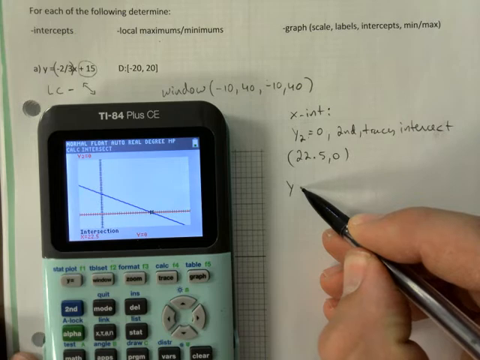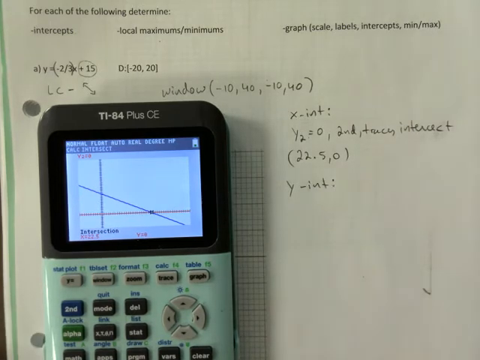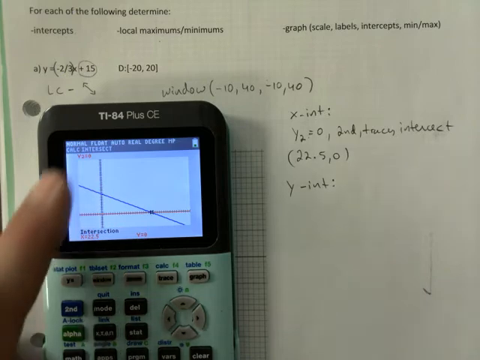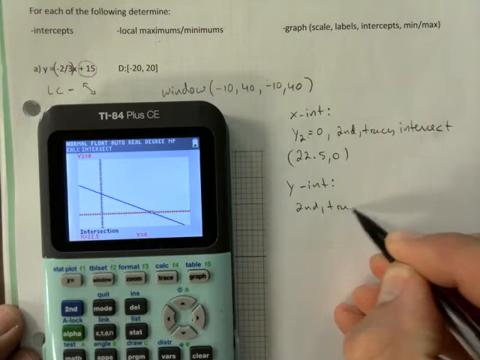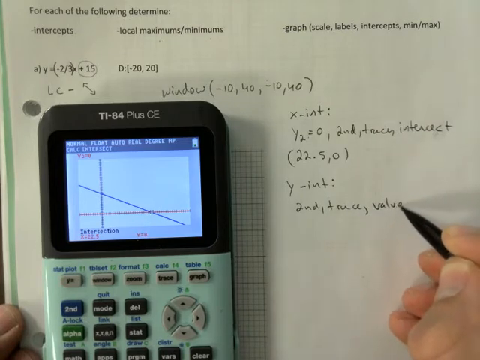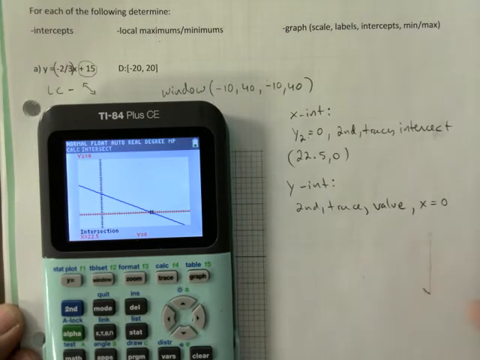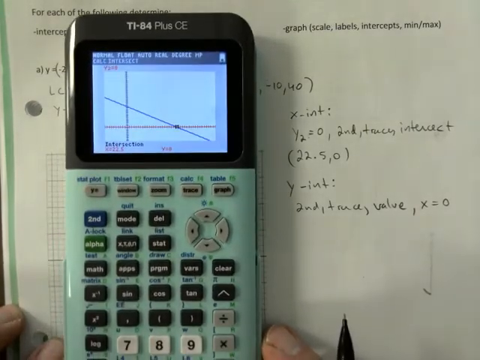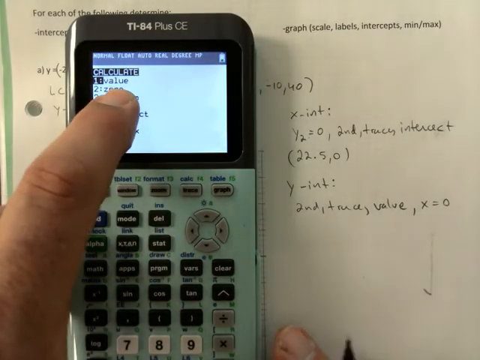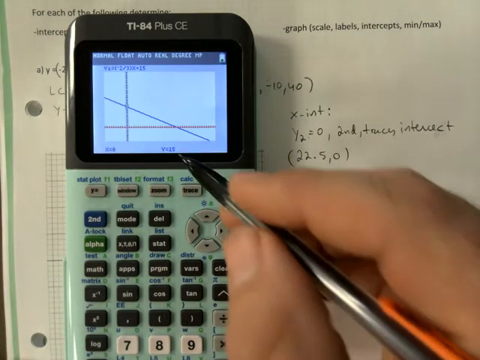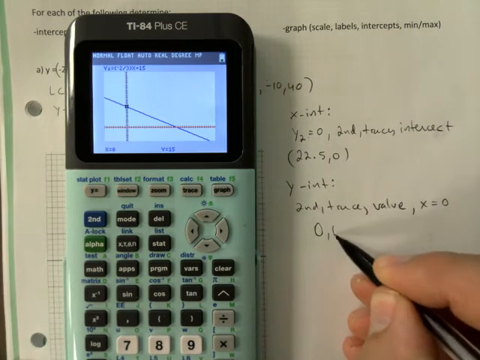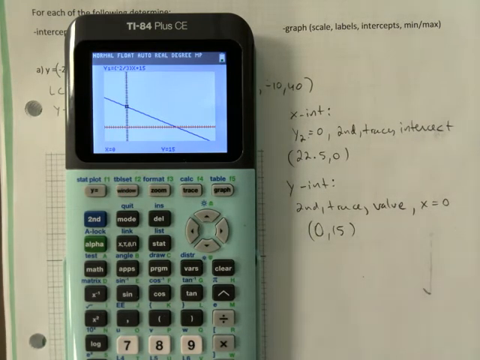The y-intercept, I will show you how to find the y-intercept using your calculator, even though we know it's 15. We just go second, trace, value, and then we let x equal to 0. So second, trace, value is the first option. Let x equal to 0, and voila, there it is. 0, 15. With a linear, that's all you need to graph. That's all you need, okay?